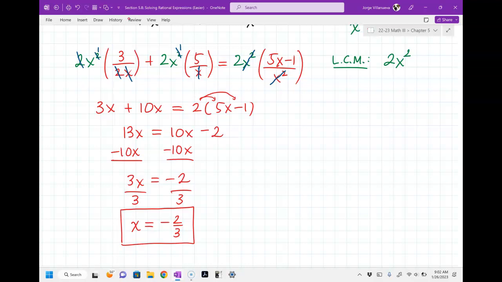So this is what your homework's going to be like. Look at the denominators. Figure out your least common multiple. Multiply everything by that least common multiple. Cancel stuff out, right? We're trying to get rid of the denominators, so that's why we're multiplying by the LCM.